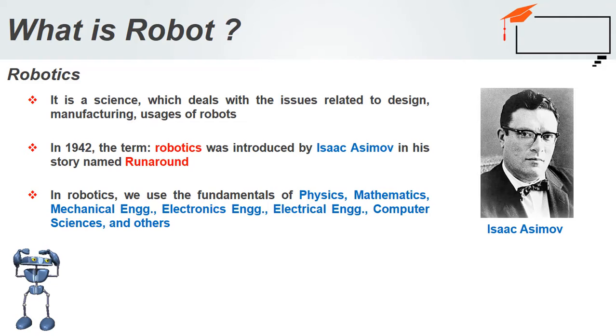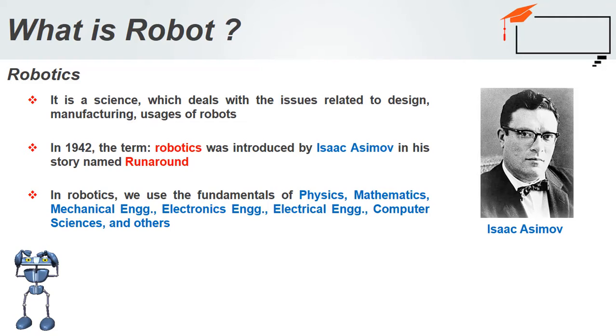The term robotics was introduced by Isaac Asimov in a story called Run Around. Isaac Asimov was a biochemistry professor, and he also wrote many novels regarding robots. And he is the person who defined the laws of robotics. Based on the laws of robotics, nowadays robots are designed and can be used for humankind.